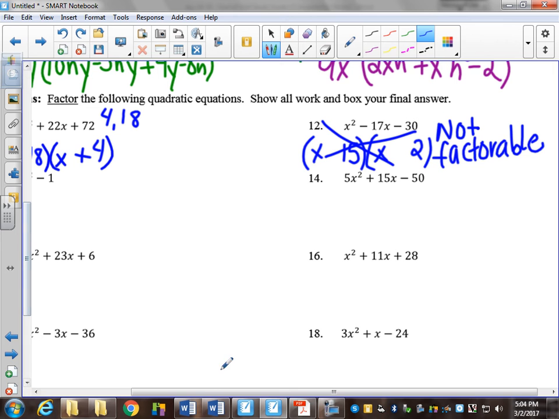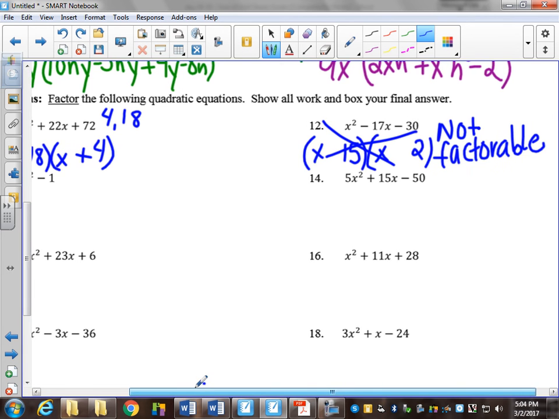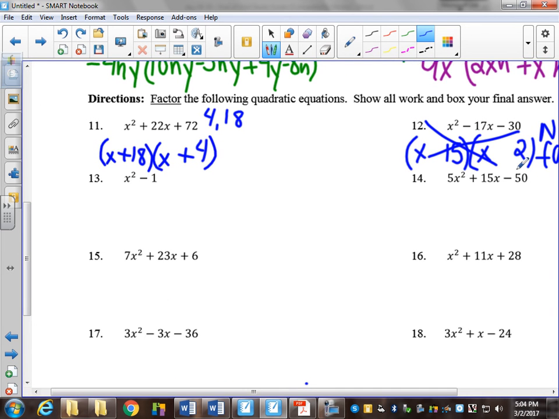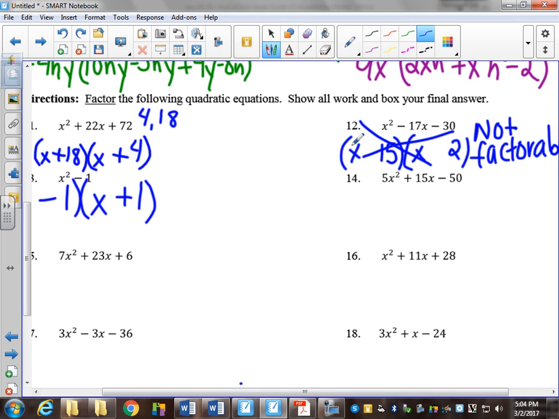Even if you were to put x minus 15 and x minus 2, a negative times a negative is a positive, not a negative. So it doesn't work. This is a binomial. Therefore, the only two numbers that multiply to negative 1 and add to 0, since there's no middle term, would be a positive 1 and a negative 1.